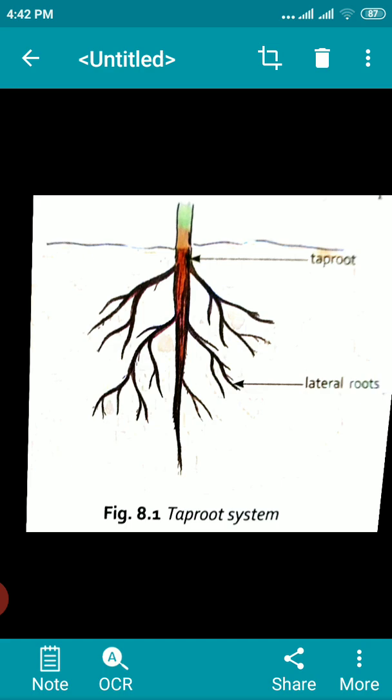When a seed germinates, a root emerges from the seed called radicle. This is the main root. This main root is called the taproot. See, in the center you can see the thick and long root, that is called the taproot. From the taproot you have the branches. These branches are called the lateral roots. The main root grows deep into the soil. Such a root system is called taproot system and is seen in plants like mango, banyan, beans and peas, etc.